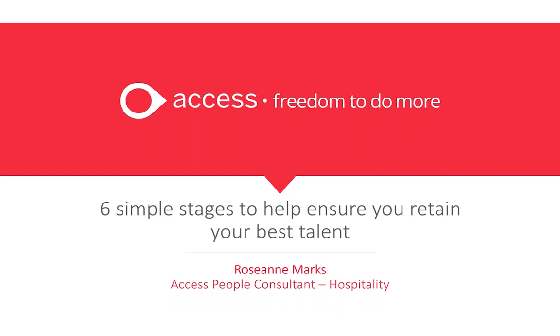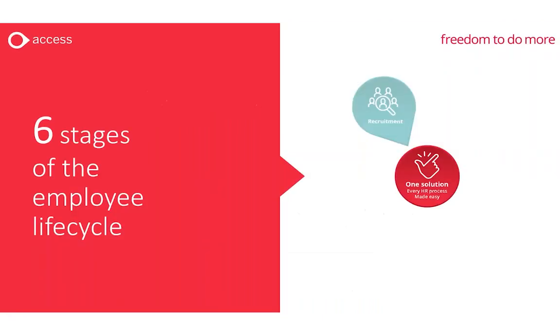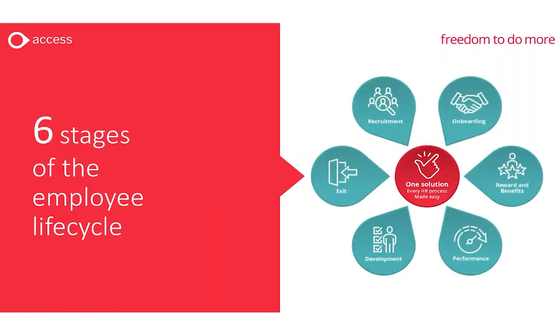So as I said, we're going to look at the 6 simple stages to ensure you retain your best talent. These 6 stages are as follows. We have recruitment and onboarding. Sometimes these are forgotten about in this employee life cycle, because as soon as you engage with your employees, that will be at the recruitment stage. And a good recruitment process will help when engaging them when they start with the business.